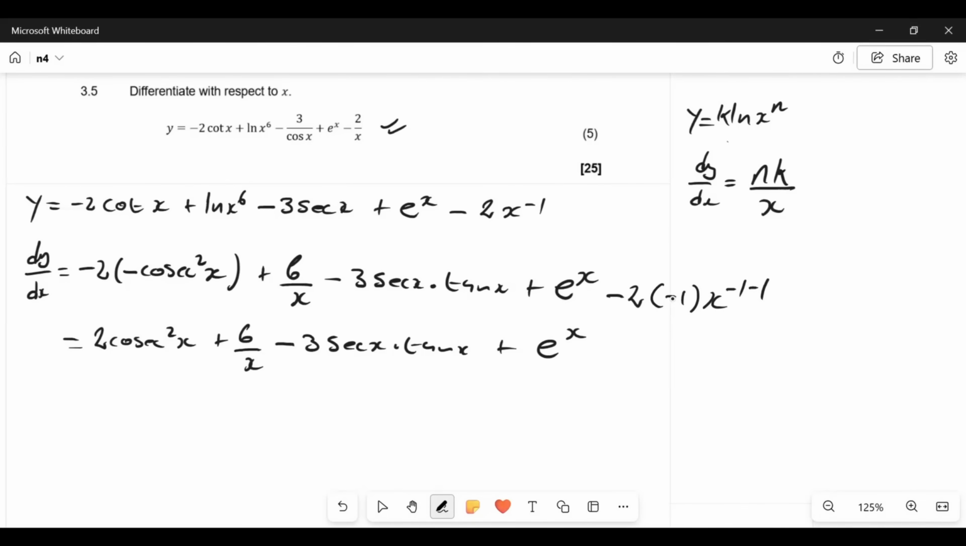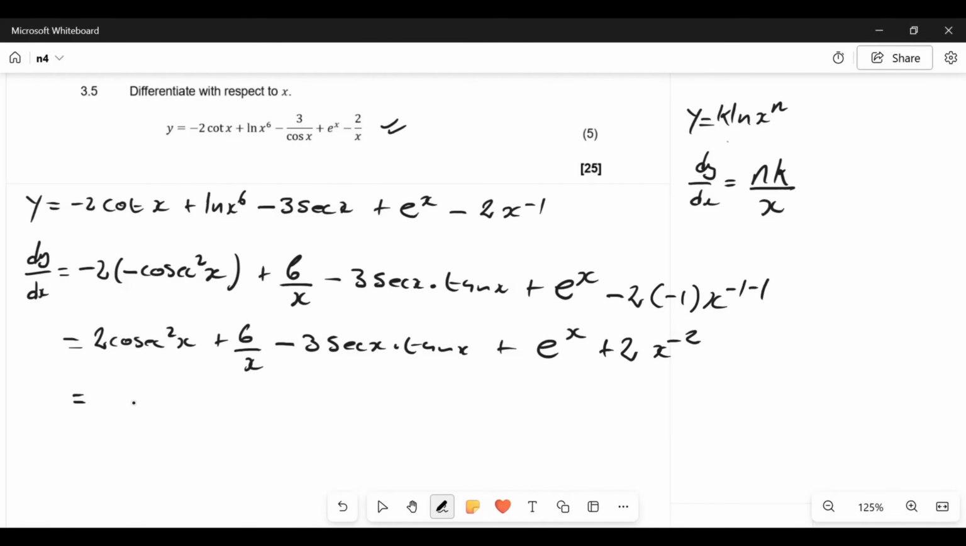And the fifth term, we have -2 multiplied by -1. That is going to give us +2 x to the power of -1 minus 1. That is going to be -2. Right, so this is our answer then.